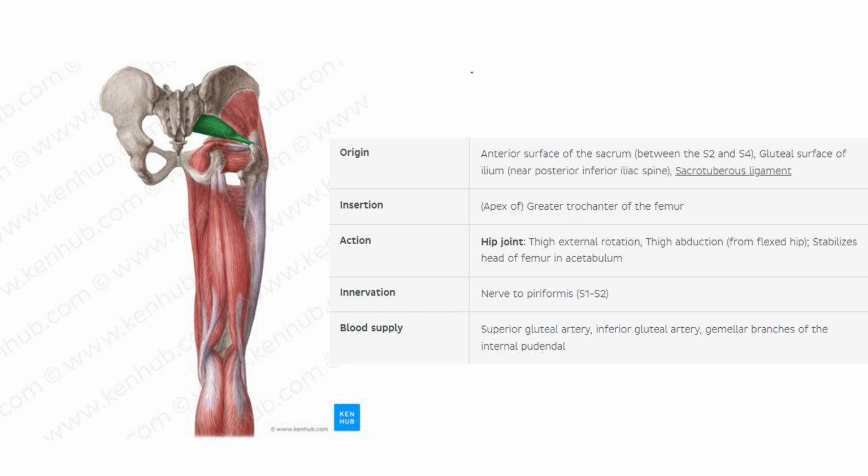Anatomy review of the day. Today, we will be looking at the piriformis muscle. This beautiful illustration and the table are derived from kenhub.com.